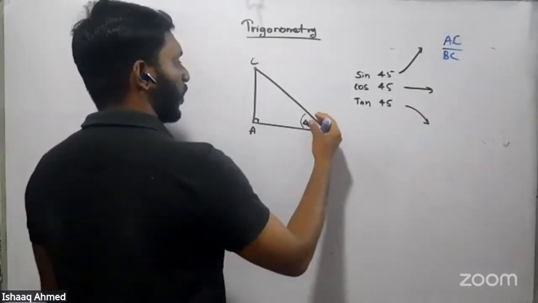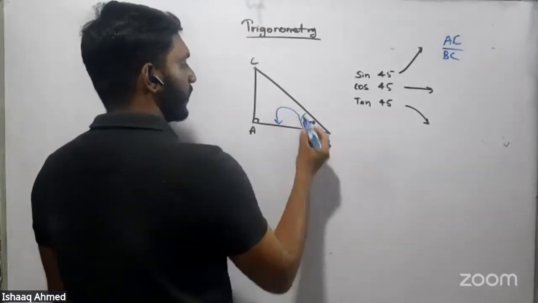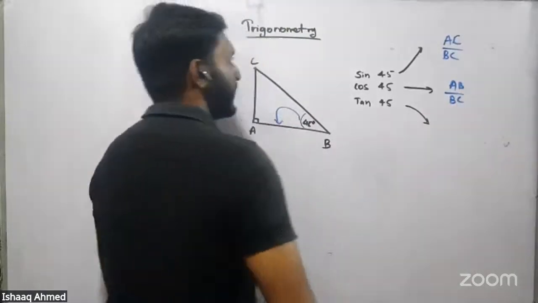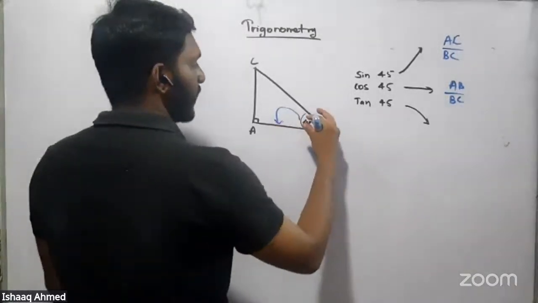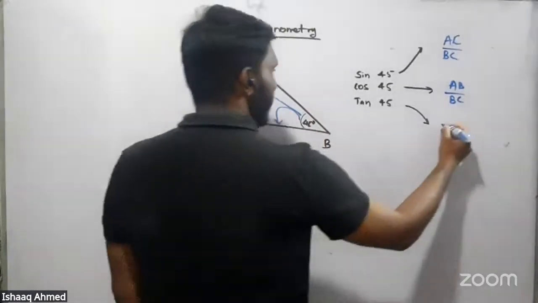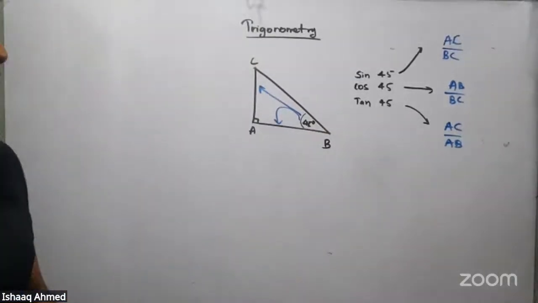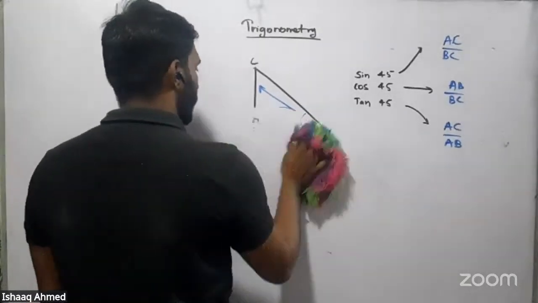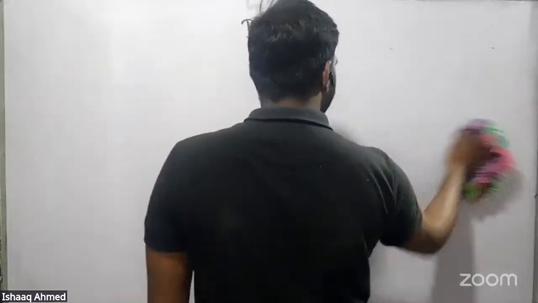Cos 45. Cos is what? Adjacent over hypotenuse. What is adjacent for 45? AB over BC. Tan 45, opposite over adjacent. What is opposite? AC. What is adjacent? AB. So tan 45 is AC over AB. So this is how you get the trigonometric ratios.